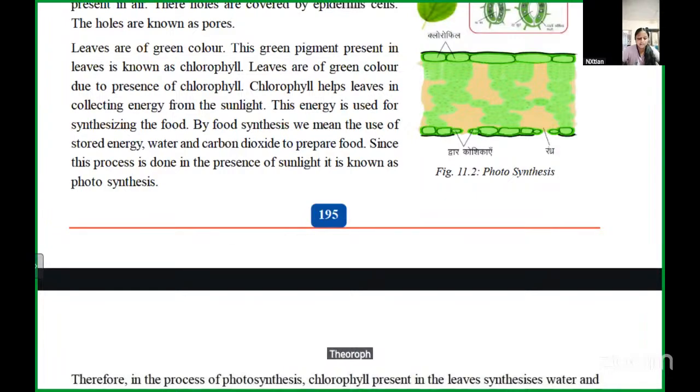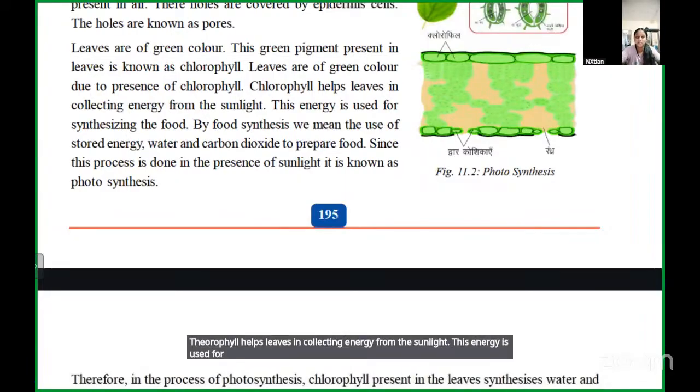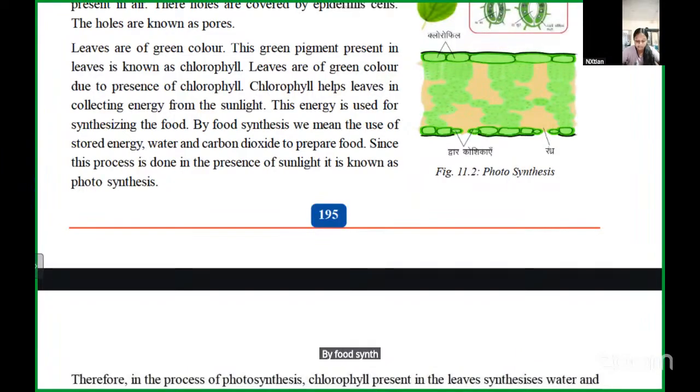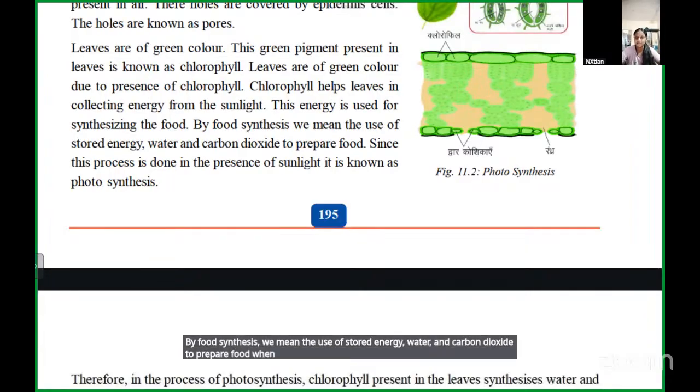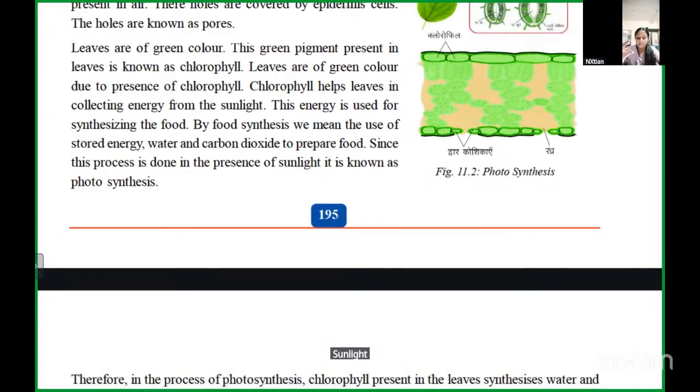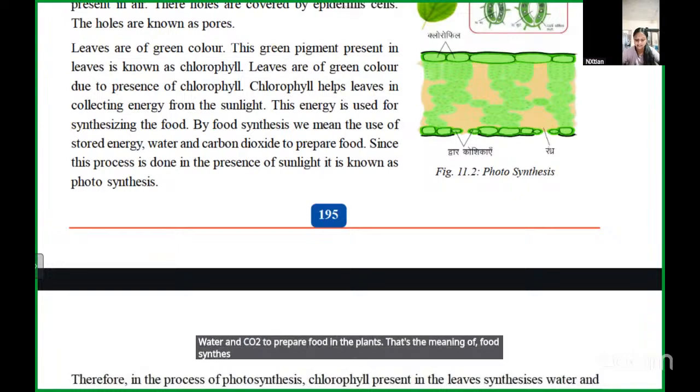Chlorophyll helps leaves in collecting energy from the sunlight. This energy is used for synthesizing food, preparing the food. By food synthesis, we mean the use of stored energy, water, and carbon dioxide to prepare food. What is synthesis? Synthesis means using sunlight, water, and CO2 to prepare food in the plants. That's the meaning of food synthesis in plants.